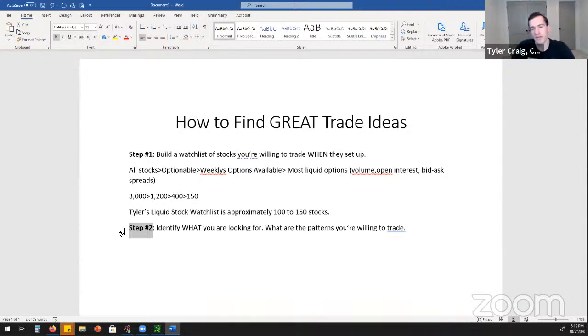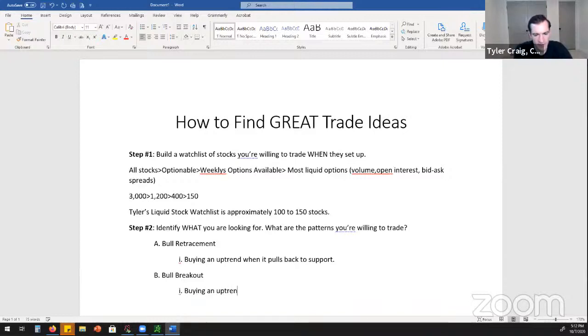Specifically, what are the bull patterns that I'm willing to trade? For me, it's primarily a bull retracement and a bull breakout. Those are the two core patterns that I look for stocks to put on our scouting reports. I want to have a quality bull retracement or a quality breakout or some variation of those two. All a bull retracement is, is buying an uptrend when it pulls back to support. I'll draw you a picture here in a second. A breakout, I'm buying an uptrend when it breaks above a key resistance level.